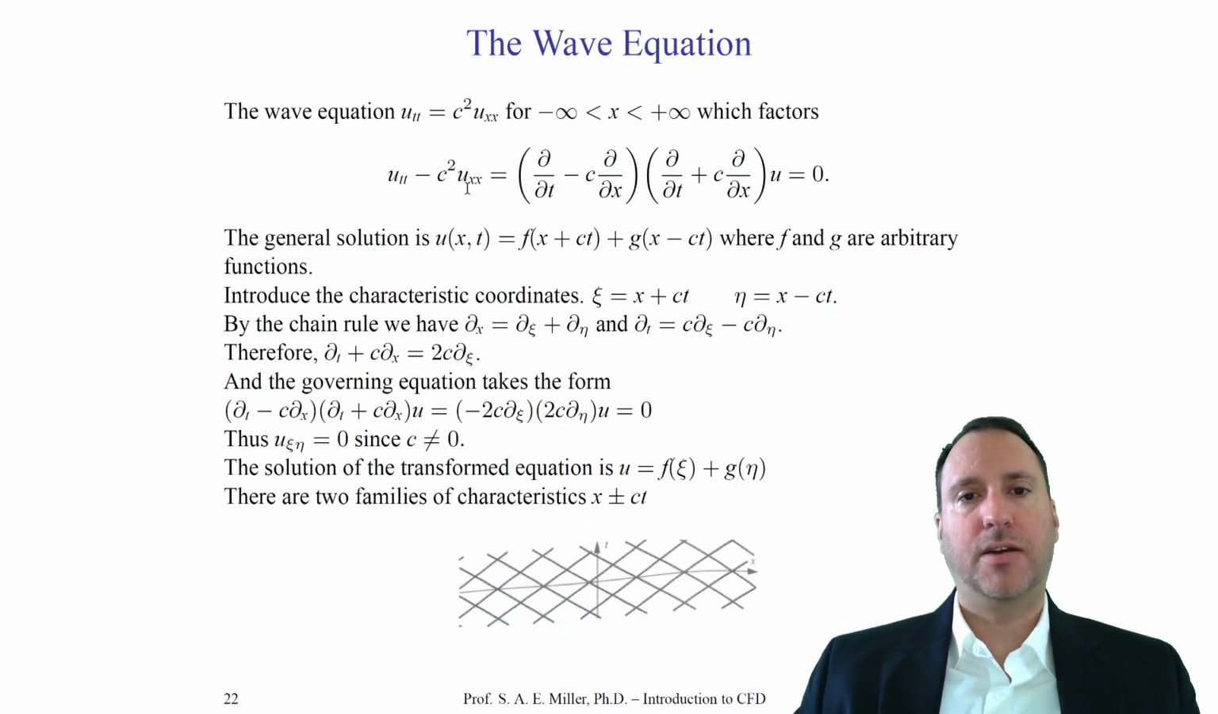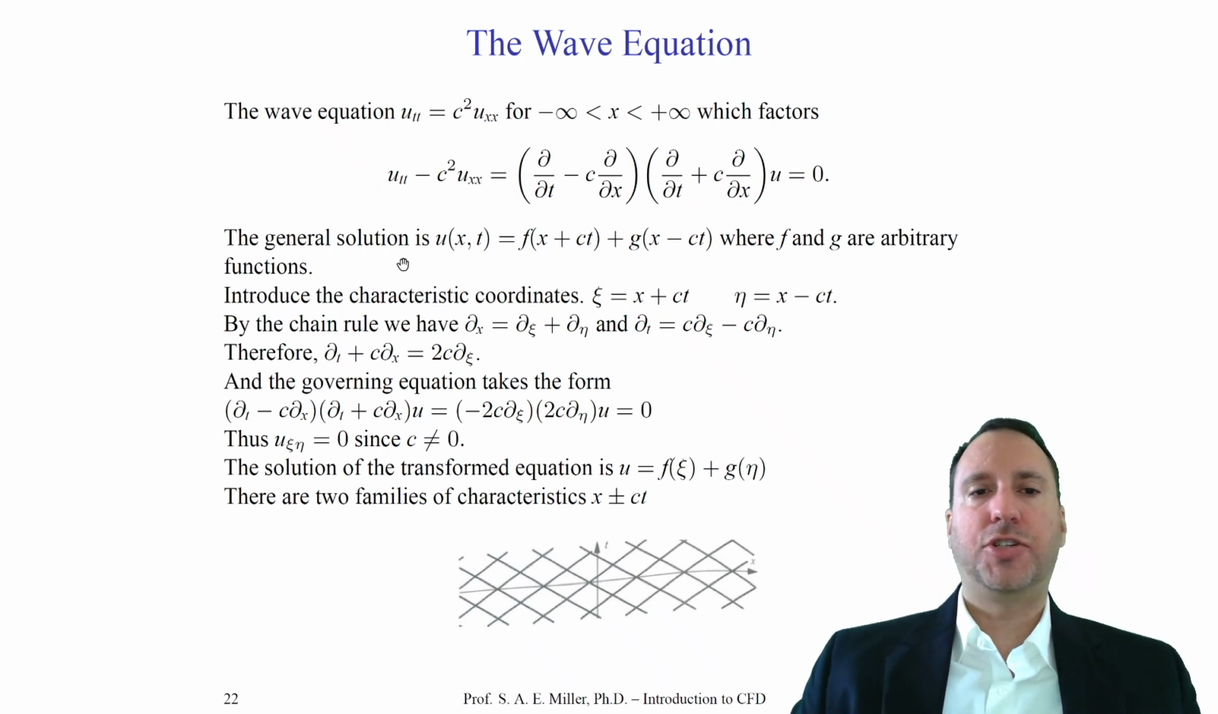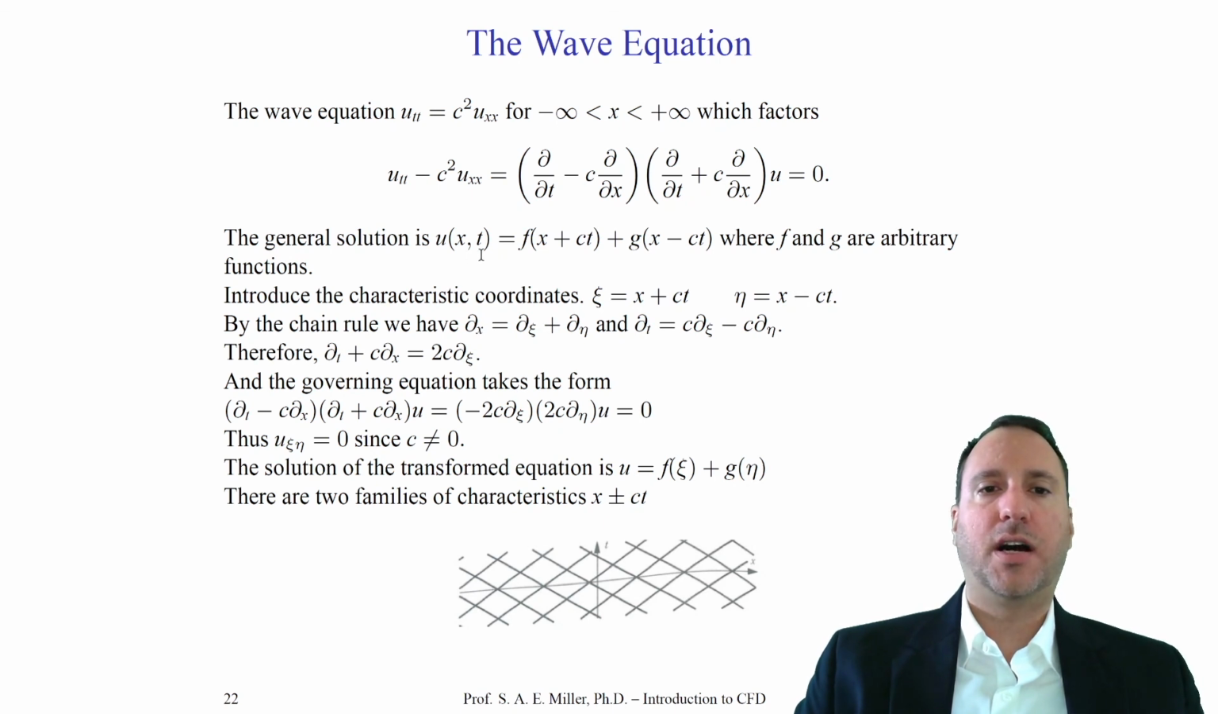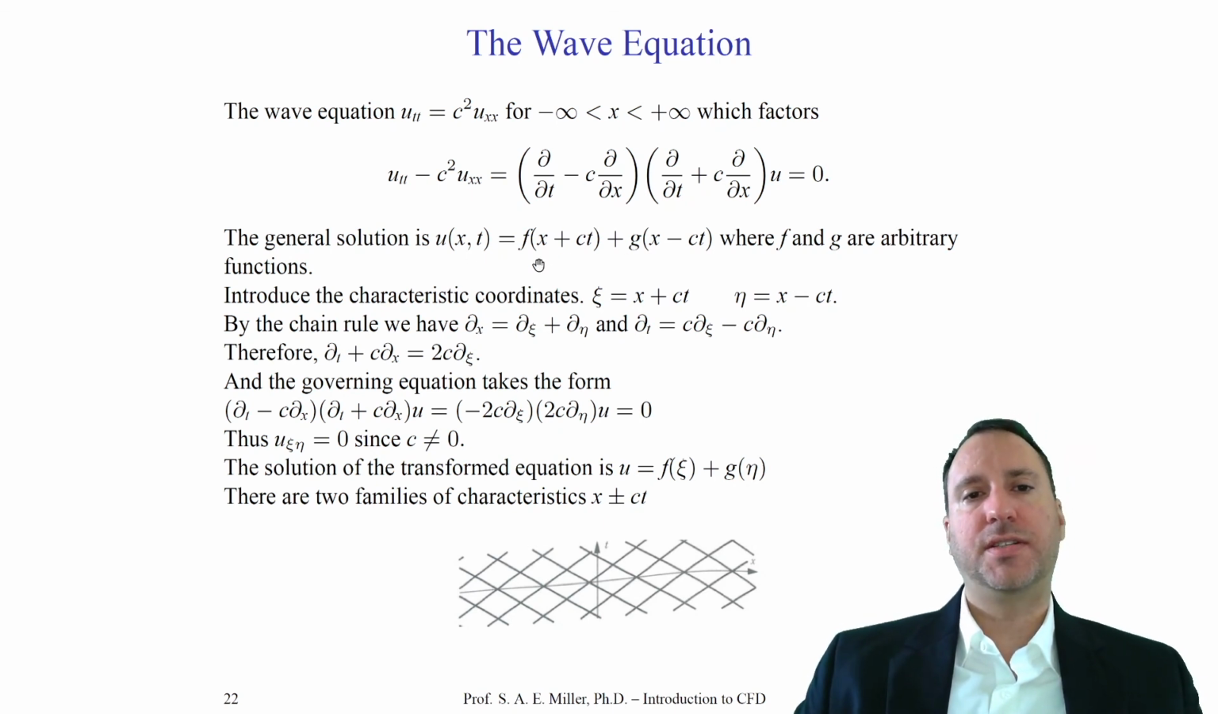Quiescent means that the air in the room is stationary. We can write the general solution as u of x,t, this means the unknown variable, as a function of position and time, as two arbitrary functions, f of x plus ct plus g of x minus ct. F and g are the arbitrary functions, c is the speed of sound, t is time, and x is the particular position where the solution is in space. In this case, it's one dimension.